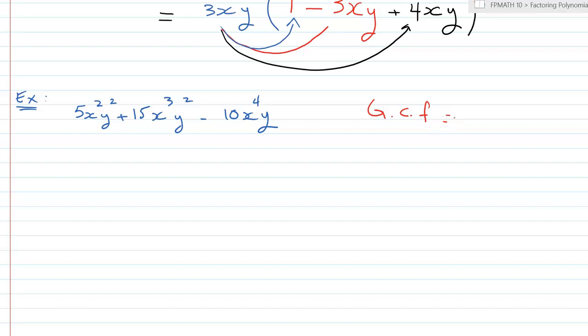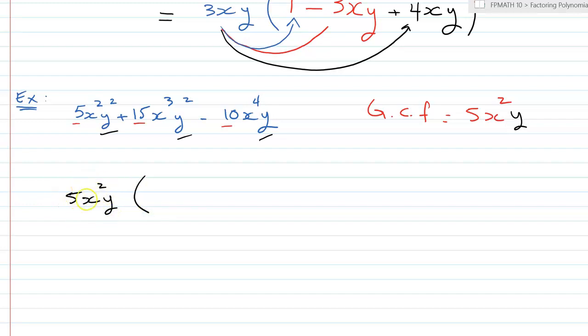The GCF of all three will end up being, so between the 5, 15, 10, 5 is the number, the coefficient. And then x squared, x cubed, x to the fourth. That would be x squared. That's the GCF of all three, x squared and x cubed and x to the fourth. And then y squared, and y. The GCF of these is going to be y. All right, so we have, let's do this. 5x squared y is the GCF, and now we're going to go through this.